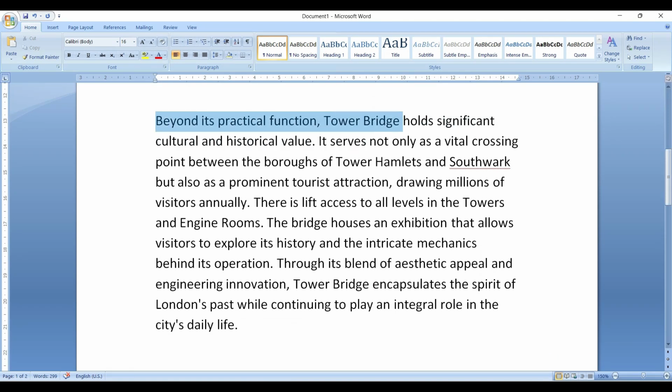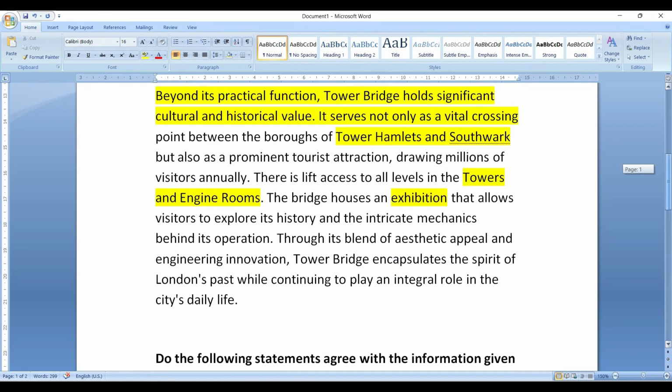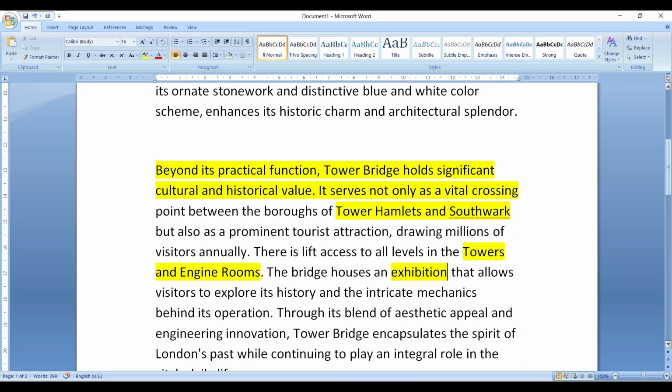Beyond its practical function, Tower Bridge holds significant cultural and historical value. It serves not only as a vital crossing. Up until here, I will highlight that. And then, okay, these are names, Tower Hamlets and Southwark. I will definitely highlight those. What else? Towers and engine rooms. These attract my attention as well. Exhibition, this word. Okay, I think we're fine. And now, obviously, this is an extract. You will do the same with all the paragraphs, and with practice, you will be even faster. Now I'm talking, I have to explain these things to you, but it will take you no more than a minute, I promise. So let's move on to the statements.